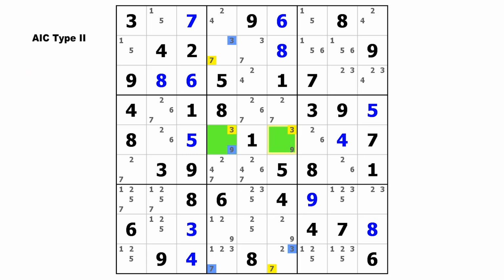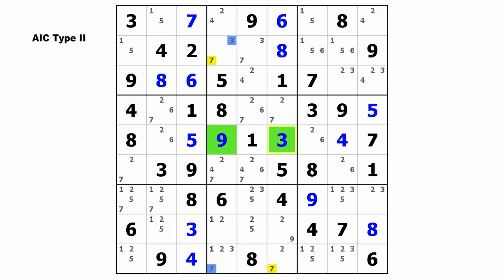So the start digit is 9, and that can't be true in the end cell, and the end digit is 3, and that can't be true in the start cell. So even though that 3 is part of the chain, it's going to be false, and we can solve both of those cells for 9 and 3.